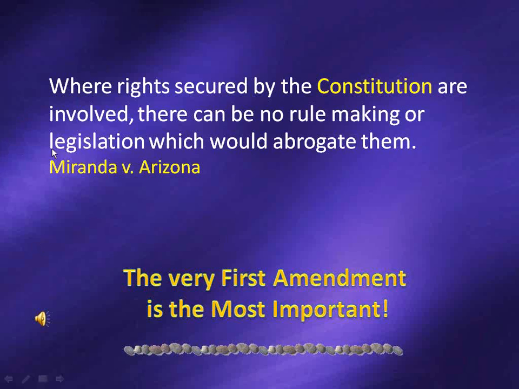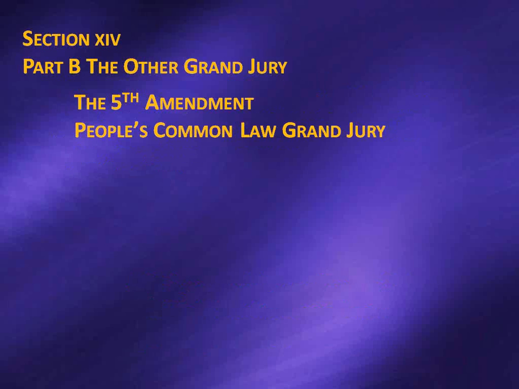Okay, that takes care of the Magna Carta grand jury, Article 61, 25 people grand jury. Let's look at the other grand jury that we have here in our section 14 in Part B. It's the other grand jury, the People's Common Law grand jury. It comes from the Fifth Amendment. In addition to the Article 61 Magna Carta grand jury, another grand jury is available to the people, the Fifth Amendment People's Common Law grand jury. That's a really long handle, so we'll just refer to it as the American grand jury as we go through our presentation here.